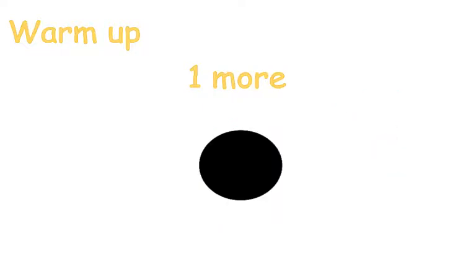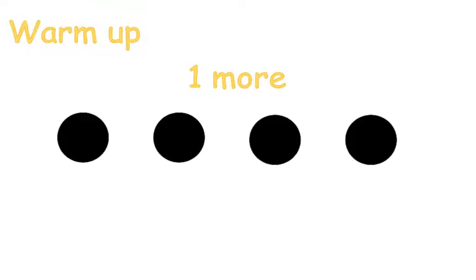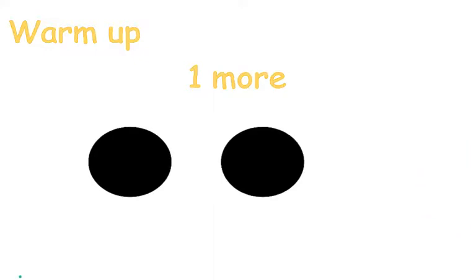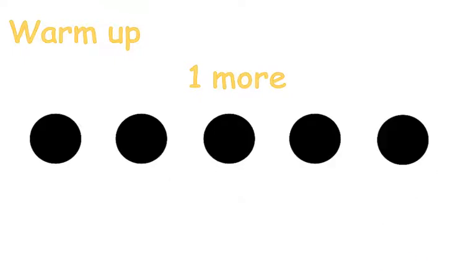All right, now you have to look at the dots and tell me one more again, okay? So what is one more? Well, there's one circle, so one more would be 2. What is one more? 5. What is one more? 3. What is one more? 6.